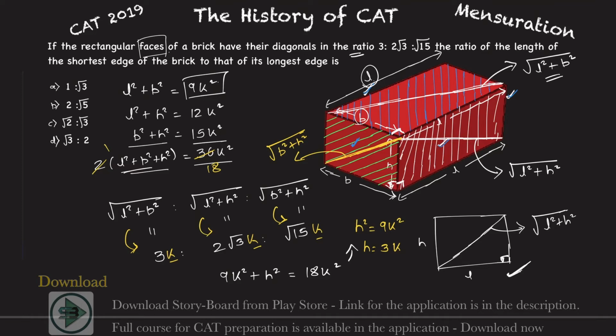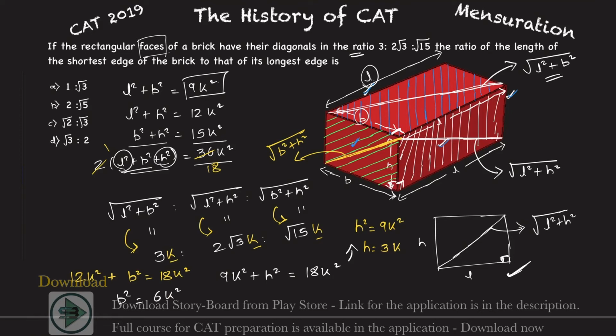Then what will I move to next? Now let's see the next part, which is finding out L square plus H square. L square plus H square is equal to 12k square. So I'll substitute here. L square plus H square is equal to 12k square, plus B square, that will be remaining, is equal to 18k square. That is what I'll be left with here. So if I calculate B square from this, 18 minus 12, it will be 6k square.